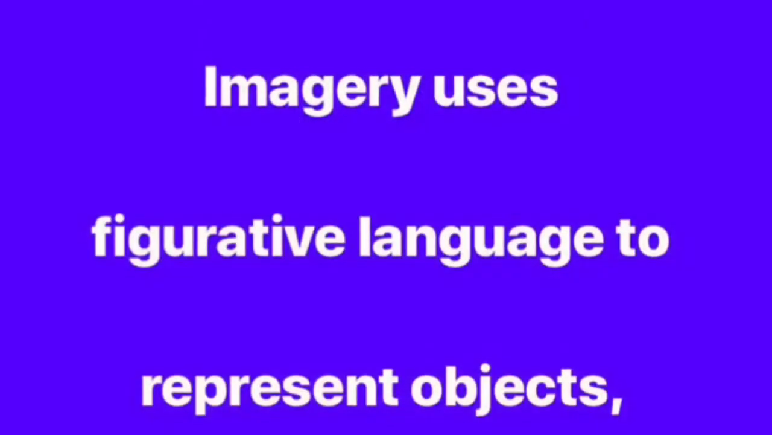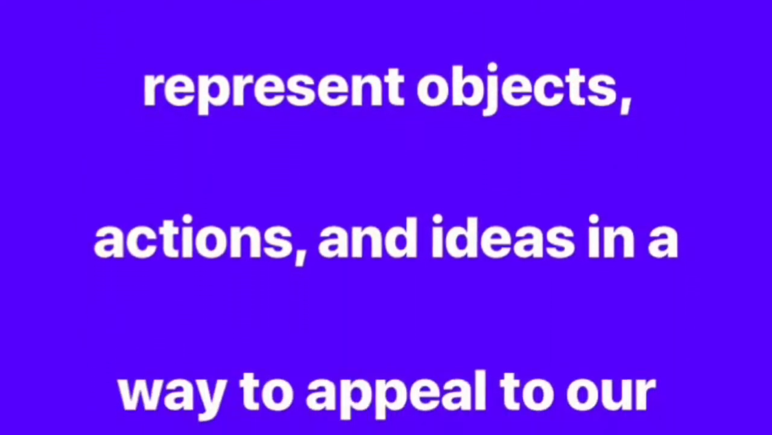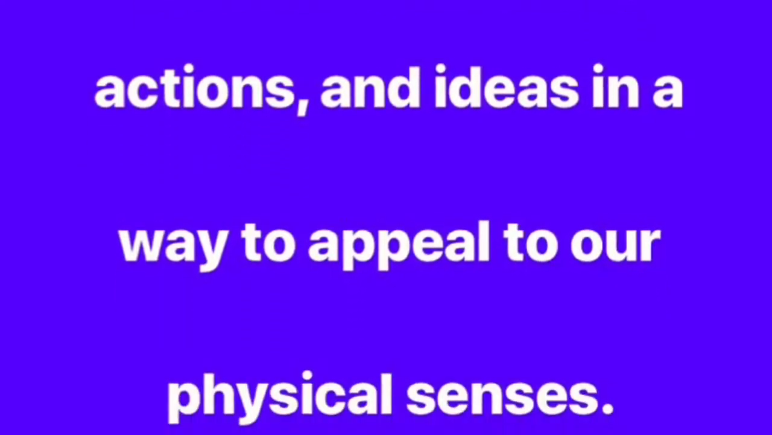Next, we're going to move on to imagery. Imagery is often associated with mental pictures. However, this idea is only partially correct. Imagery uses figurative language to represent objects, actions, and ideas in a way to appeal to our physical senses. Now, Shakespeare uses imagery often in many ways throughout the book. And this is partially because Shakespeare was a playwright, and he needed a way for the audience to understand what the actors were saying with limited amount of props and mainly only the word choice.